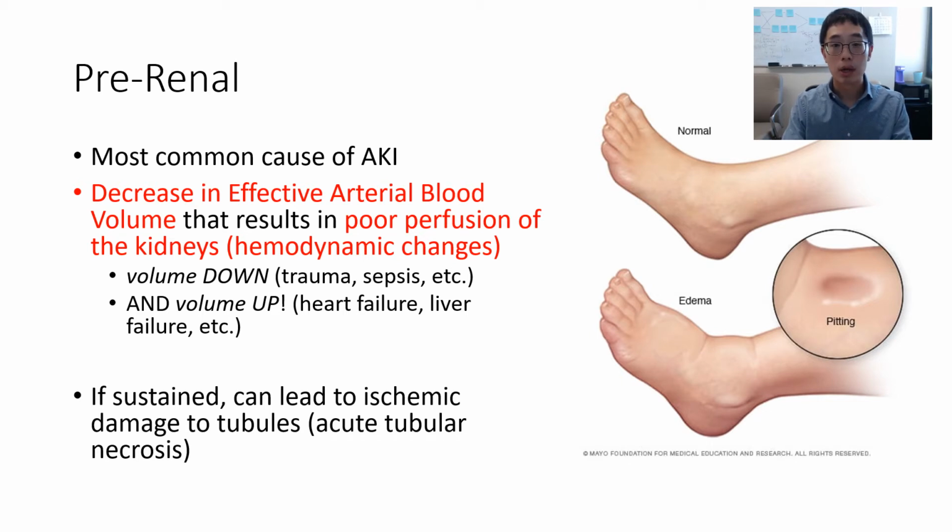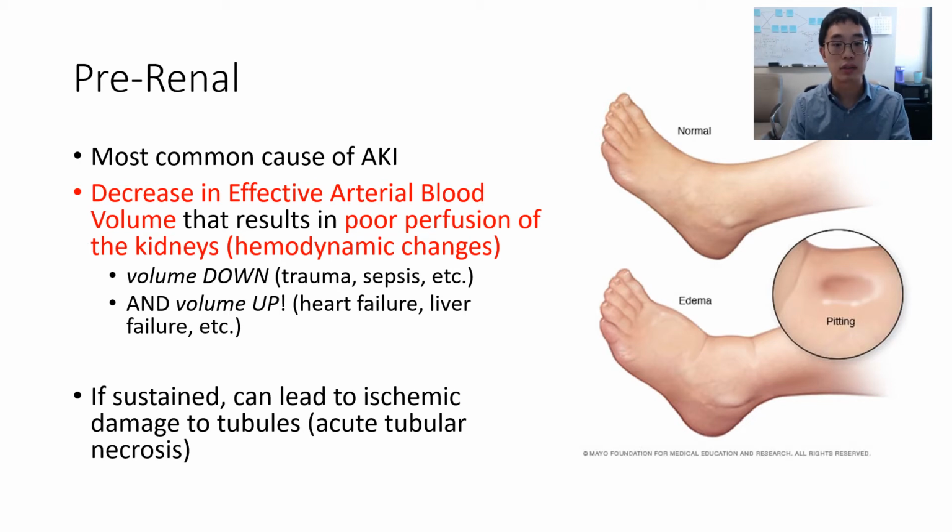Now in heart failure patients, the patients are volume overloaded. There is strain on the heart that causes decreased pump of the heart that causes a decrease in effective arterial blood volume to the kidneys. So the kidneys think that they're not getting enough blood, and hence there can be some acute kidney injury resulting from heart failure. Okay.